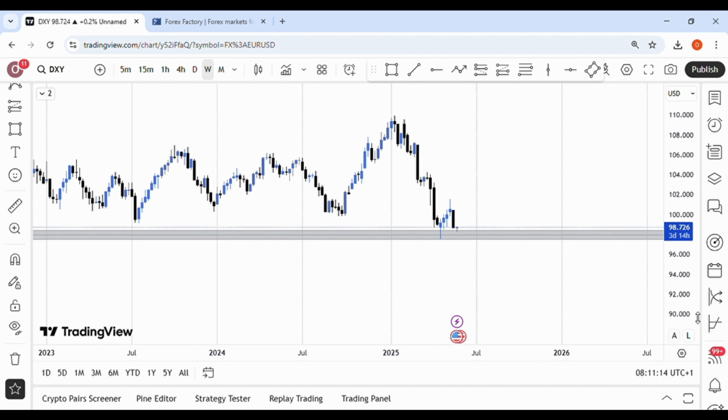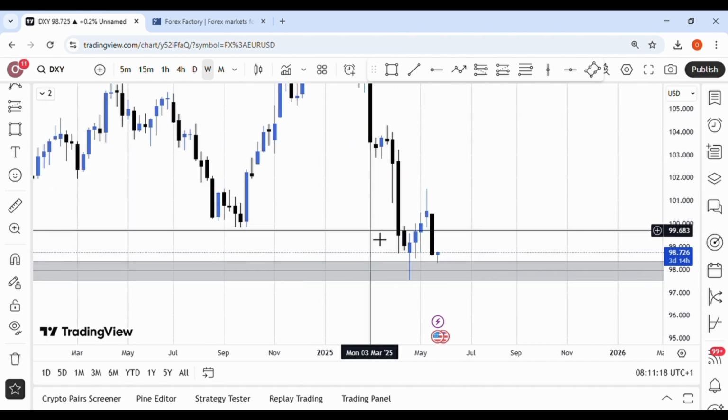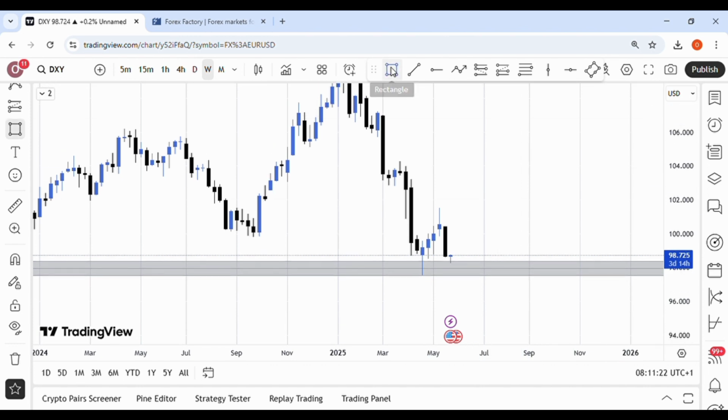In our weekly time frame, you can see something here in the market. You can see what we call a rejection block. This is a rejection week here.